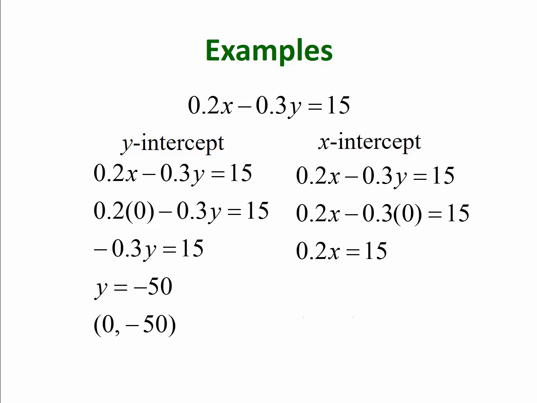For the x-intercept, I let y be 0 and I solve for x. So this gives me the equation 0.2x equals 15. Divide by 0.2, the x-intercept is 75. Now before I can put this into the TI calculator, I first have to write this standard form into y equals mx plus b form. So that means I need to solve for y.